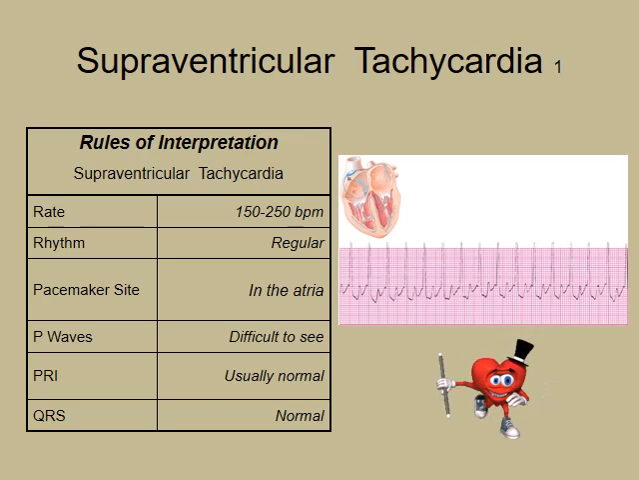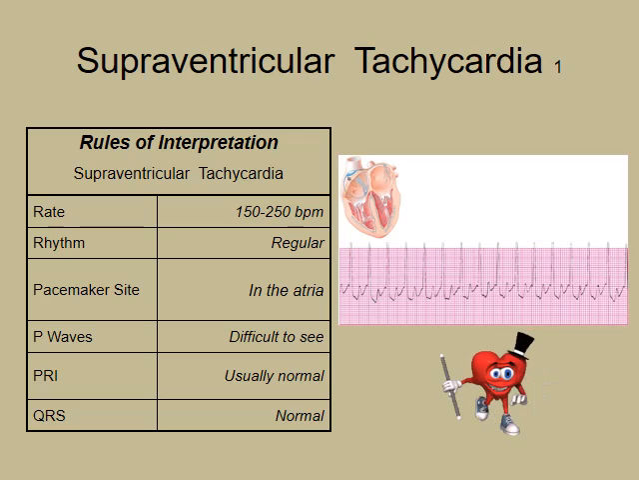All right, PSVT has grown up into SVT. It's no longer changing. It is just super fast, 150 to 250. The rhythm is regular. Pacemaker site is outside the SA node, in the atrial someplace. P waves are difficult to see because they are buried in the T's in this crazy fast rhythm.